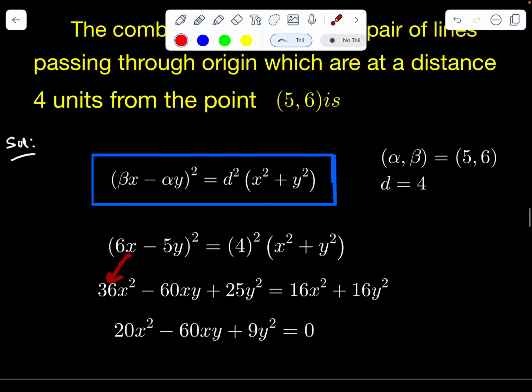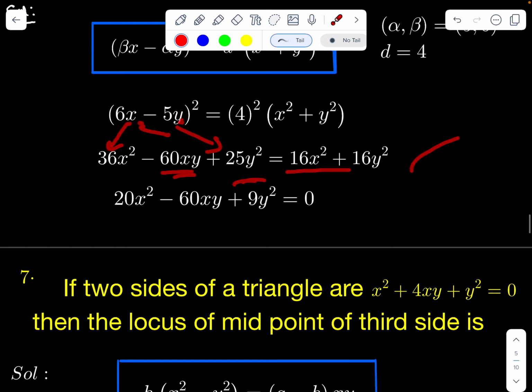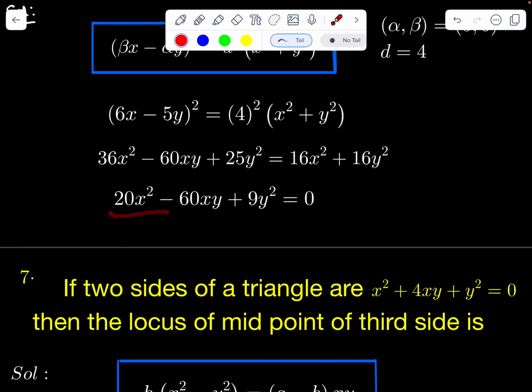It is in the form of a minus b whole square. Therefore, 36x square minus 60xy plus 25y square is equal to 16x square plus 16y square. Therefore, 20x square minus 60xy plus 9y square equal to 0.